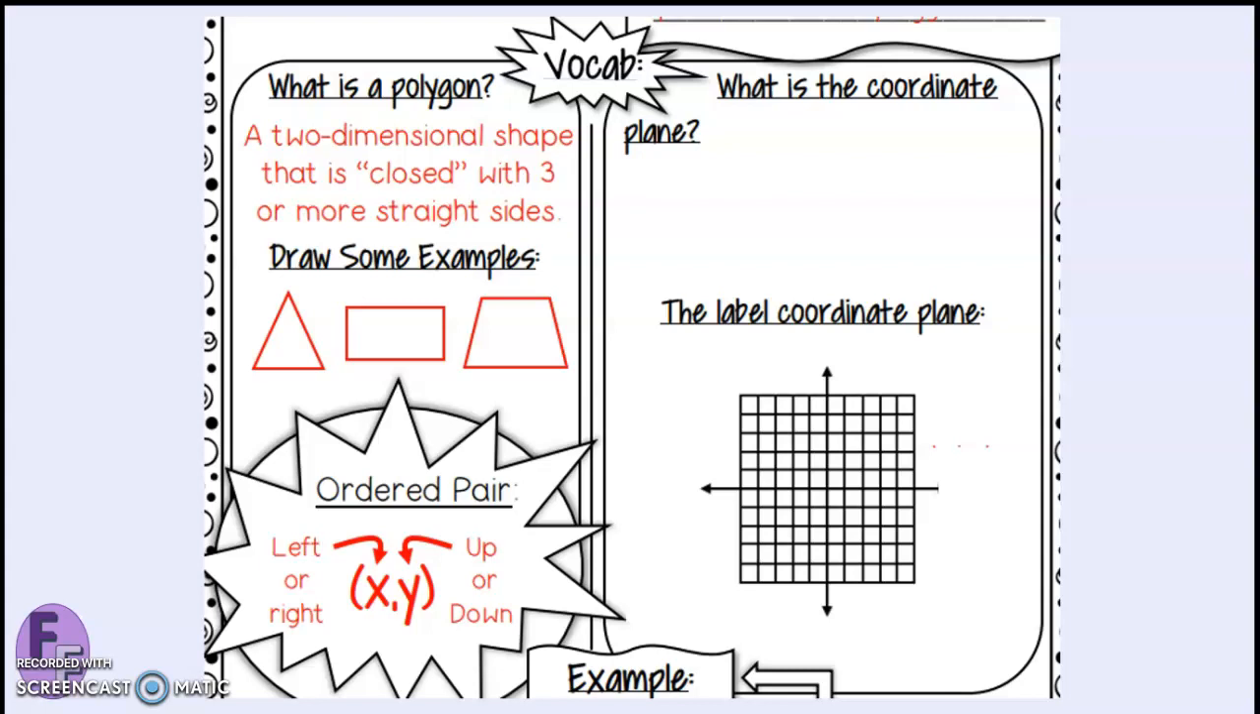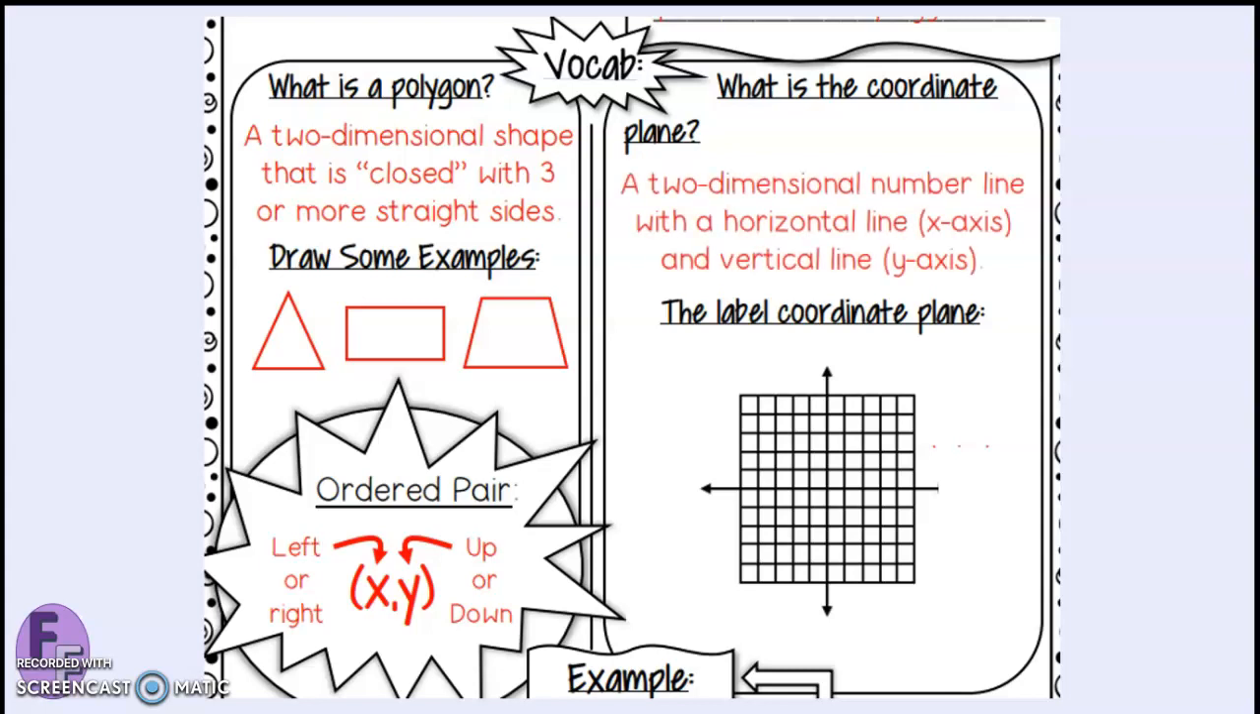What is the coordinate plane? The coordinate plane is a two-dimensional number line with a horizontal line, which is the x-axis, and a vertical line, which is the y-axis. The x is the line going across. The y is the line going up and down. It is split into four quadrants.